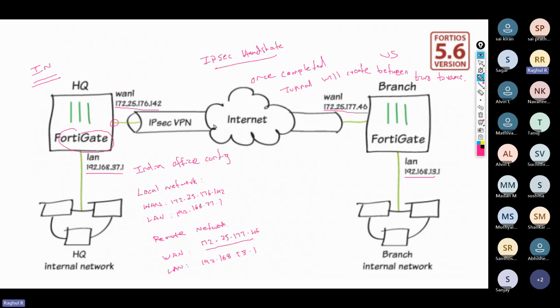So here the tunnel will be created between two branches over the internet. Both organizations or both branches can share their local resources through the internet securely using IPsec VPN.